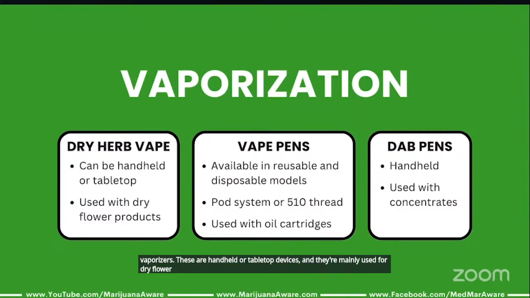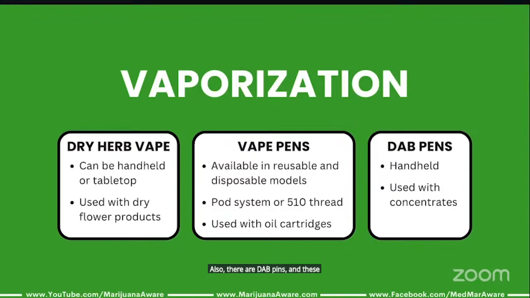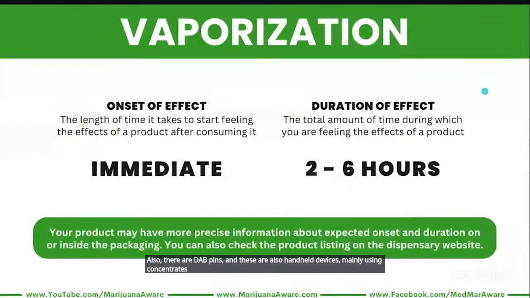There are vape pens, which are available in reusable and disposable formats, and they typically use a pod system or a 510 thread. Also, there are dab pens, and these are also handheld devices, mainly using concentrates. Now, vaporization takes effect almost immediately and has a duration of between 2 to 6 hours.